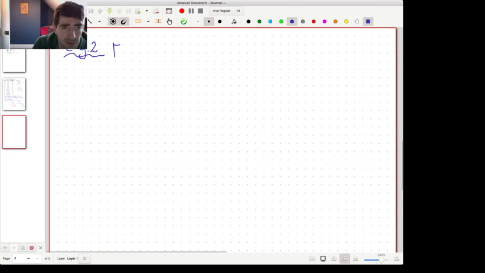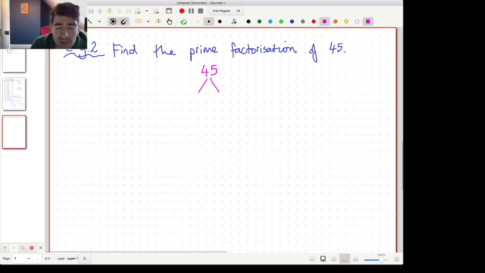So example 2 is going to be find the prime factorisation of 45. Okay, so same again, 45. Now 45 is not an even number, so we don't want to divide it by 2. However, it does end in a 5, and that means it will have 5 as a factor. How many 5s do we need to make 45?